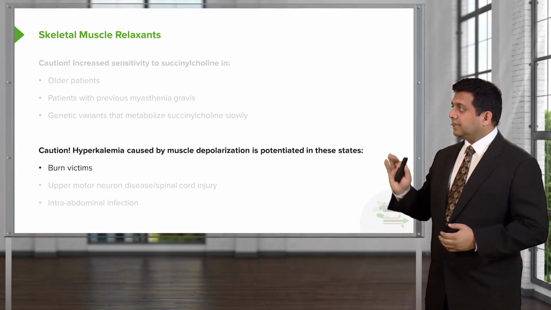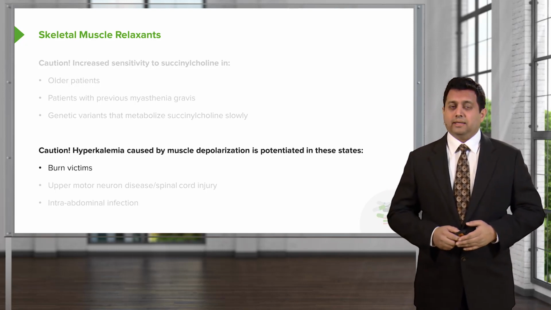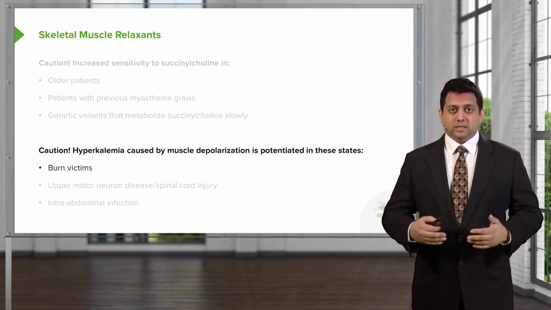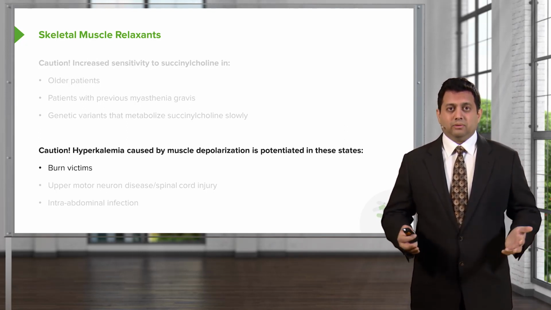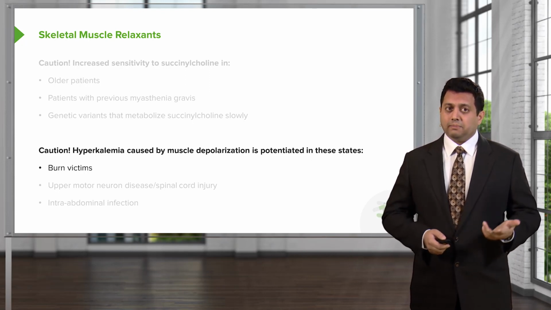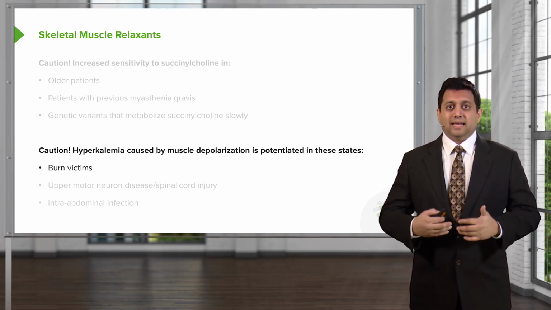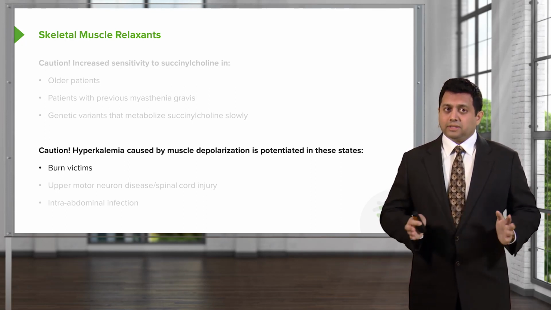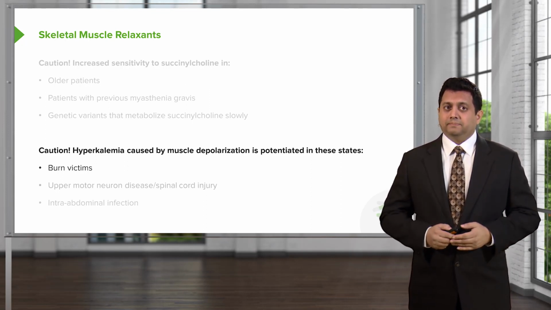The other caution that I'm going to put out there is hyperkalemia. Remember that when you have succinylcholine administered to a patient, you're going to depolarize the muscle and you may release potassium. It's particularly bad in burn victims because they have been burned, they have lots of cellular damage, and all of those cells have released potassium into the blood.